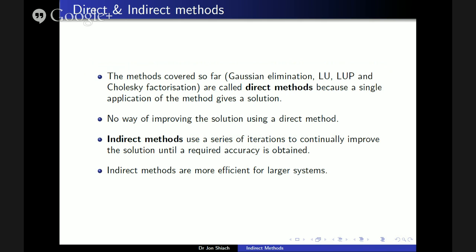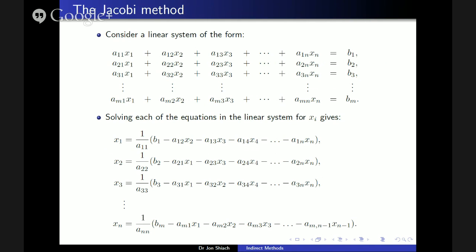Okay, so those are the two methods. The ones you looked at so far are direct. We're going to be looking at indirect. And the first one, I think you've probably seen before, actually: the Jacobi method, the simplest indirect method.